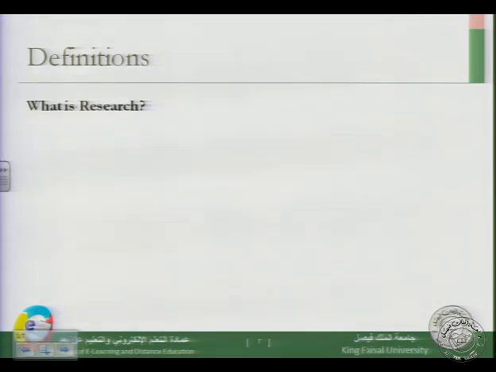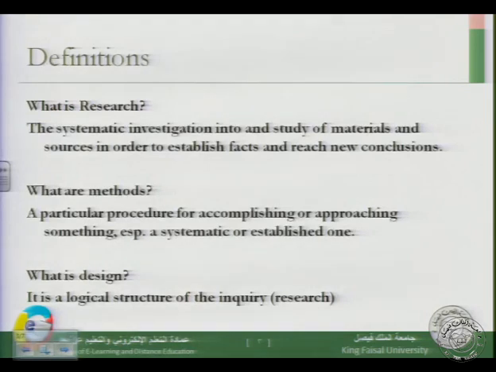From dictionaries we can get these definitions. Research is the systematic investigation into and study of materials and sources in order to establish facts and reach new conclusions. So it is systematic. Yes, we need to have a system for research in order to reach some conclusions or results. So it's not haphazard. If it is haphazard, it's not research. And if we don't get results, again, it's not research.